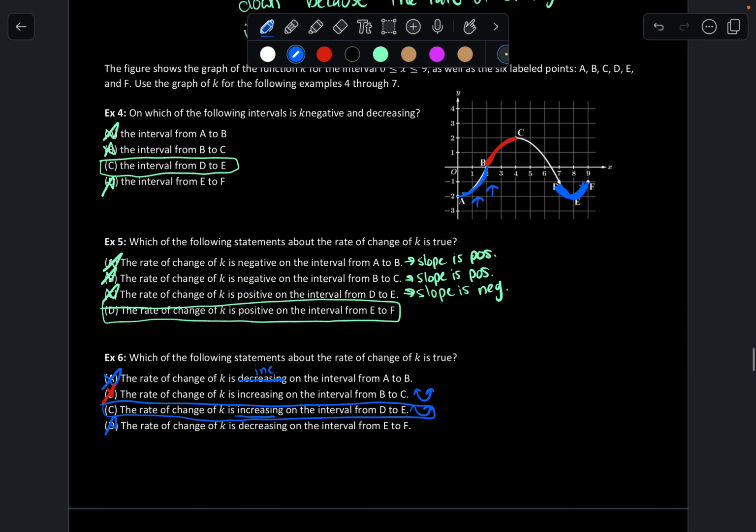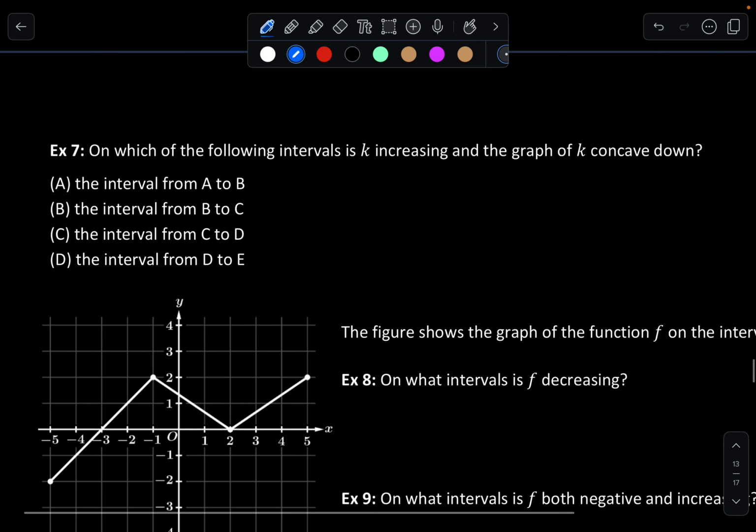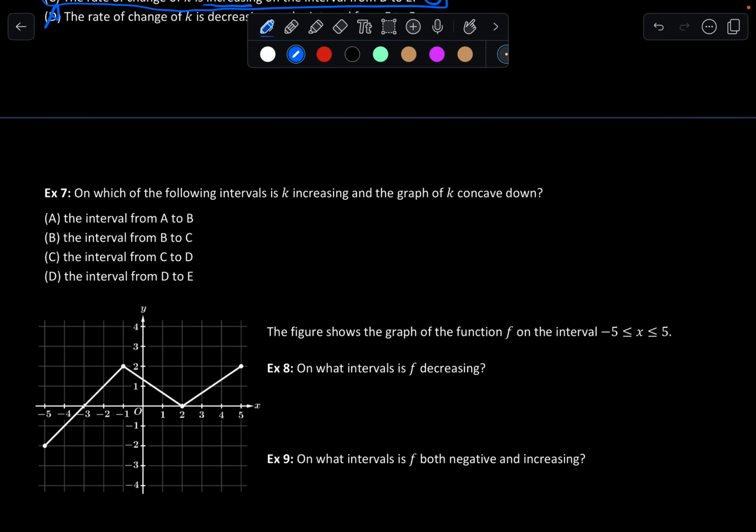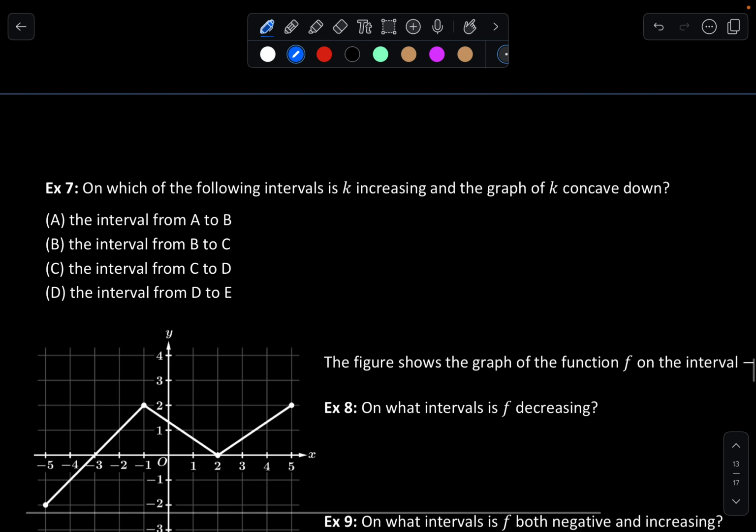Okay. I think we have one or two more questions. This is a pretty long video, but it's covering a huge topic. So on which of the following intervals is k increasing in the graph where k is concave down? Oh, this is still using the previous one. So now we have two observations happening simultaneously. So on which of the following intervals is k increasing? That means the outputs need to be going up and the graph is concave down. So we want to see it going concave down.